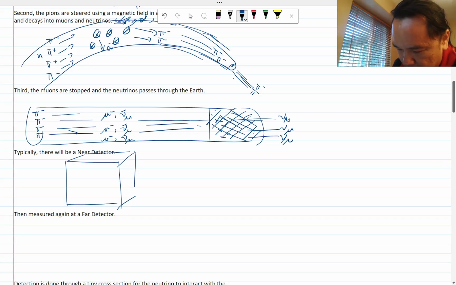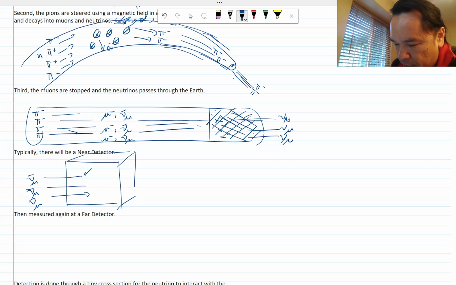Okay, it's just a box. So now you have a beam of neutrinos. And these started off as muon neutrinos, actually anti-muon neutrinos. And they will interact with your target. They have a very, very small chance of interacting. Typically, the cross-section for neutrinos is on the order of 10 to the minus 40.